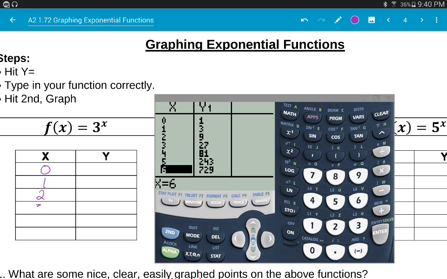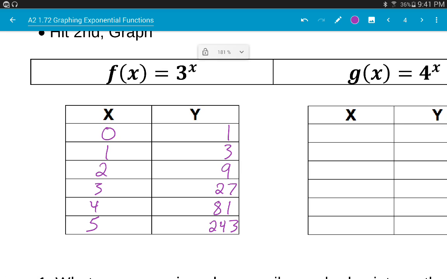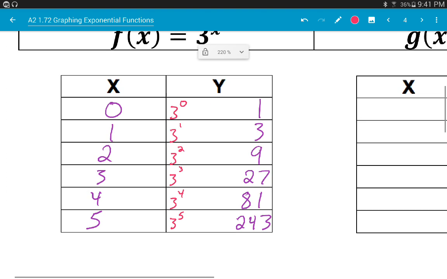0, 1, 2, 3, 4, and 5. My y values are 1, 3, 9, 27, 81, and 243. Now I want to explain real quick where these values come from. These are not some mystery values. What we're saying is for these x values, let's plug them into the function 3 to the x, so that becomes 3 to the 0, 3 to the 1, 3 to the 2, 3 to the 3, 3 to the 4, and 3 to the 5.